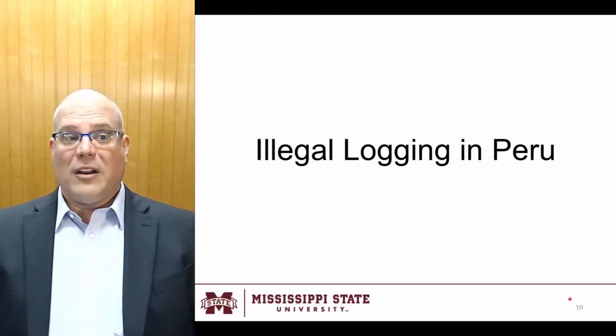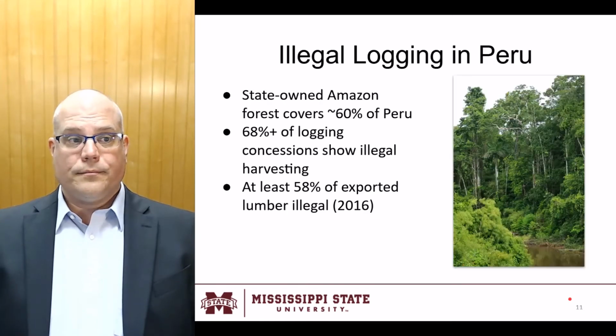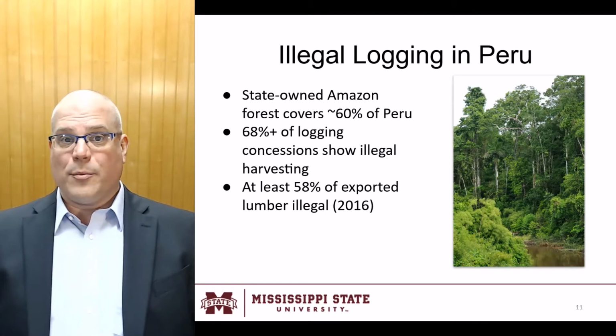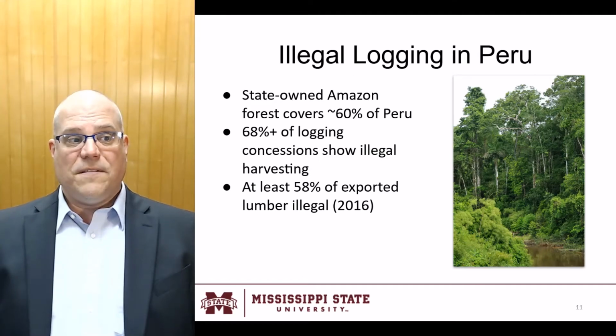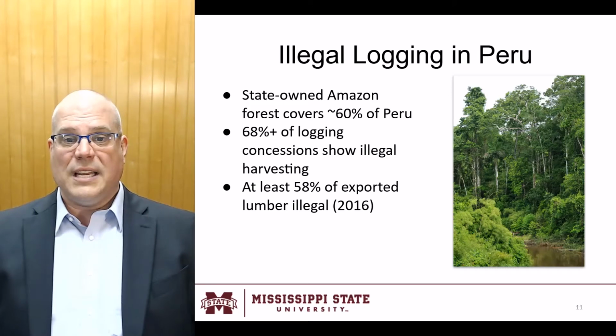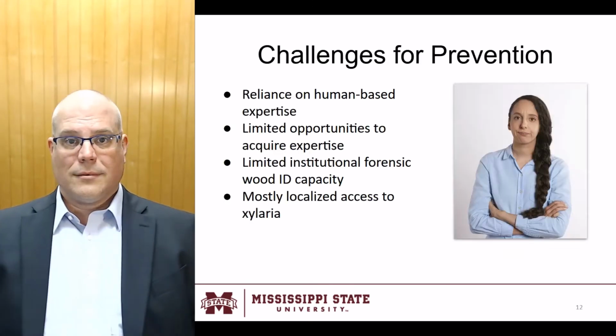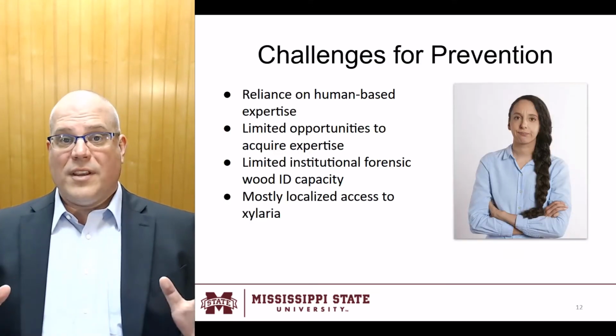Now let's think about illegal logging in Peru. State-owned Amazon forest covers approximately 60% of Peru. Over 68% of logging concessions show illegal harvesting. At least 58% of exported lumber is illegal. These are 2016 statistics. Now this is obviously not good.